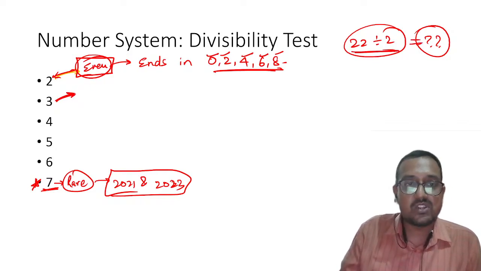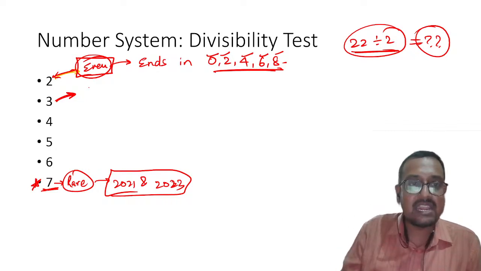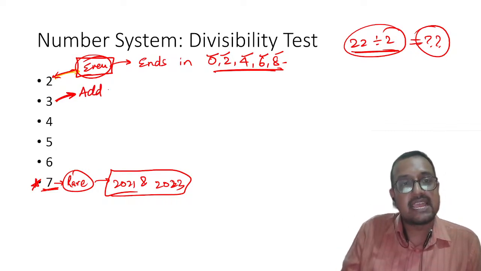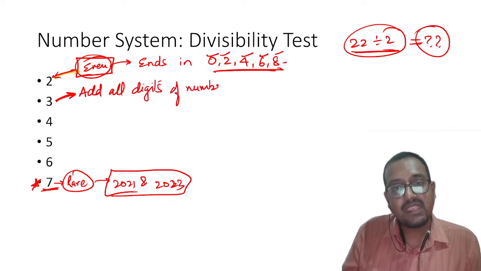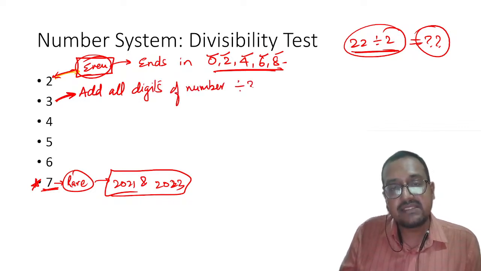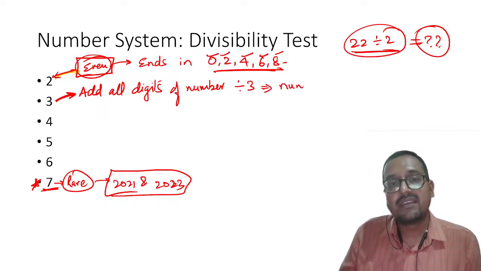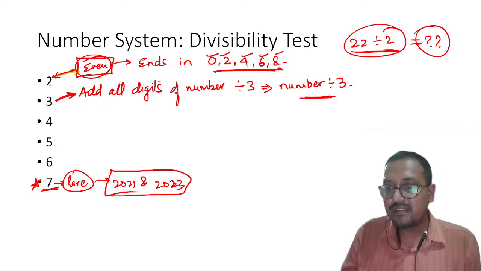What is the divisibility test for 3? Meanwhile, let me go towards that. Add all digits. Add all digits of number. If that is divisible by 3, then number will be divisible by 3. Understood?